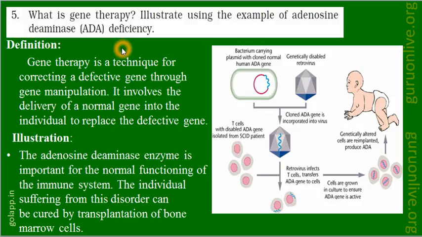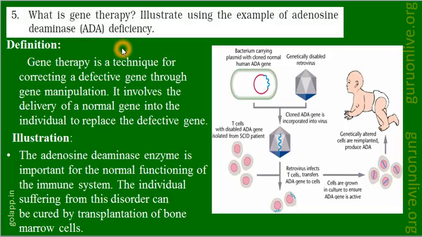So let me illustrate this gene therapy with the example of adenosine deaminase deficiency. This adenosine deaminase is an enzyme which is very important for the normal functioning of the immune system. The individual suffering from this disorder can be cured by the transplantation of bone marrow cells.